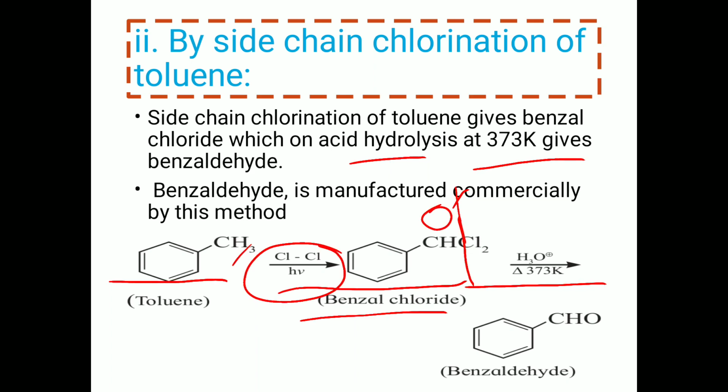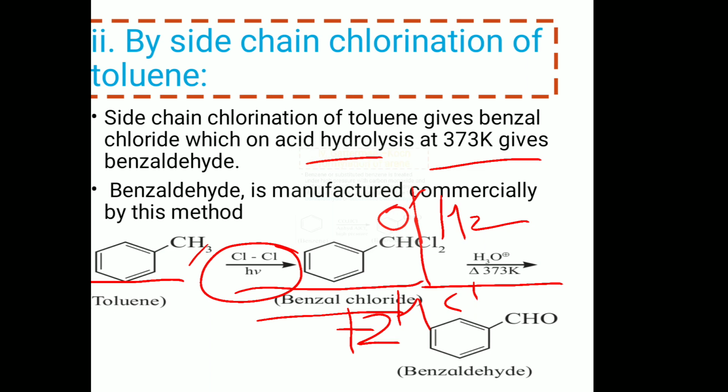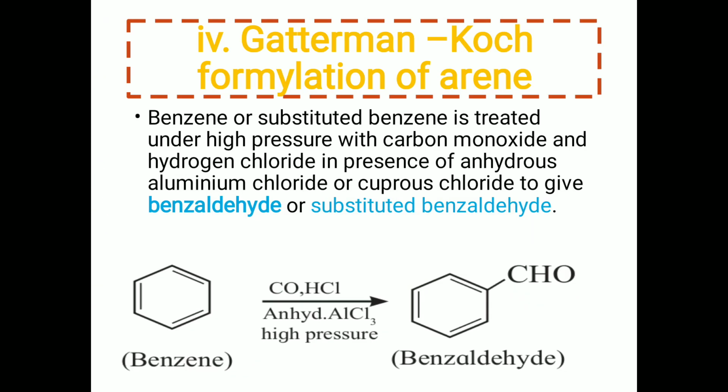That means here there is an O and the H2 has to be replaced. It means in the benzene ring a CHO group has to be attached. That means we get benzaldehyde plus 2 HCl, that is hydrochloric acid. Now the next one is the Gattermann-Koch formylation of arenes.